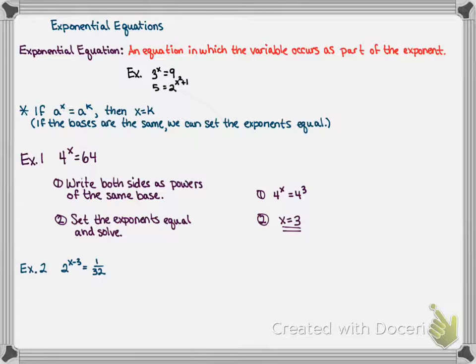Let's look at another example. 2 to the x minus 3 equals 1 over 32. Okay, let's write both sides as powers of the same base. We can write both sides as powers of 2. So the left side is already 2 to the x minus 3, and the right side is going to be 2 to the negative 5, because 2 to the 5th is 32, and then the negative exponent has us flip it to the denominator. So we have 2 to the x minus 3 equals 2 to the negative 5.